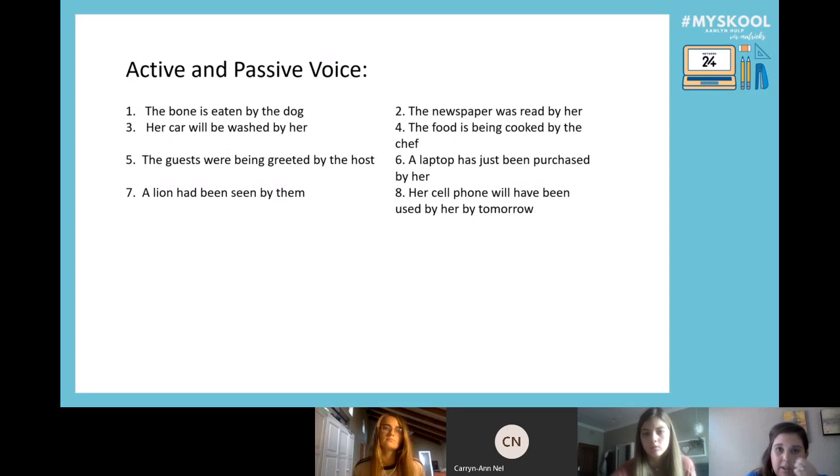Number four, Dube, the food is being cooked by the chef. What tense are we in? Earth to Dube. I think he has disappeared. Oh, shucks, he's disappeared.